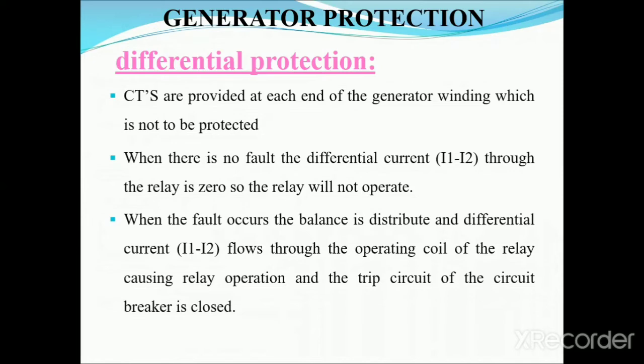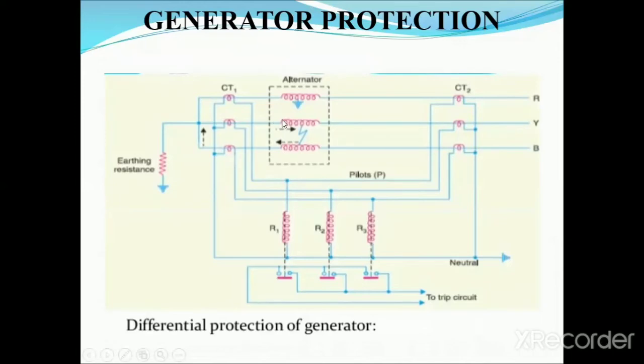Next, the first and most important protection in the case of generator protection is the differential protection. This is the basic circuit diagram for the differential protection. In it we have the alternator or generator stator winding, and at both ends we connect two CTs. This is CT1 and this is CT2.